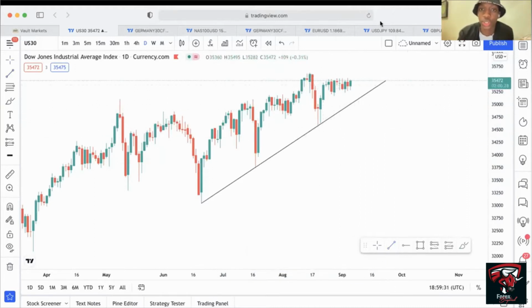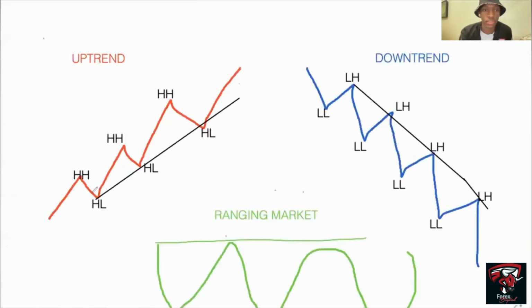And as you can see, the market shot up. Just as I said, first touch, second touch, third touch, bought. You see what I'm saying?